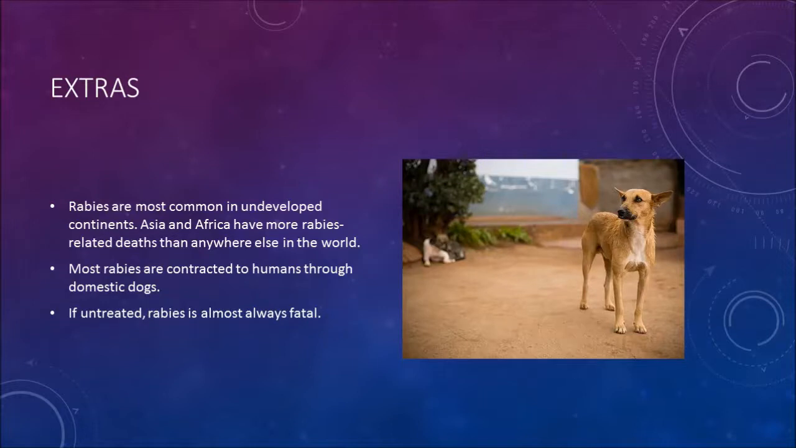Here are some extra facts about rabies. Rabies is most common in undeveloped continents. Asia and Africa have more rabies-related deaths than anywhere else in the world. Most rabies is contracted by humans through domestic dogs, and if untreated, rabies is almost always fatal.